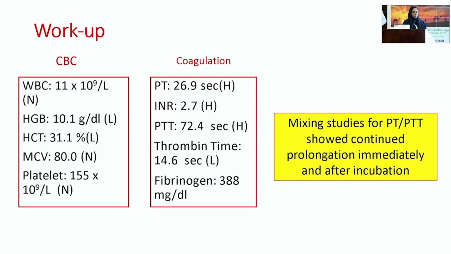So when she arrived in our ER, after multiple transfusions, her hemoglobin was 10. Her platelet count was normal. She always had normal platelet counts. Her PT was high, 26.9, and they couldn't, as I said, correct it with FFP. High INR, as well as high PTT, 72. Thrombin time was low to normal. Fibrinogen level was normal. Mixing studies for PT-PTT showed continued prolongation immediately and after incubation.